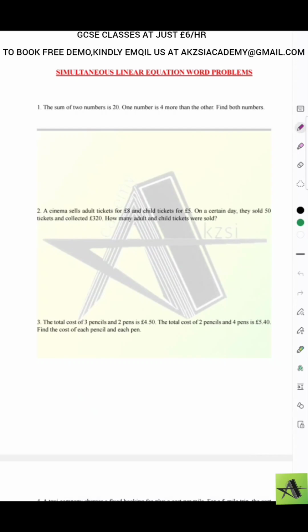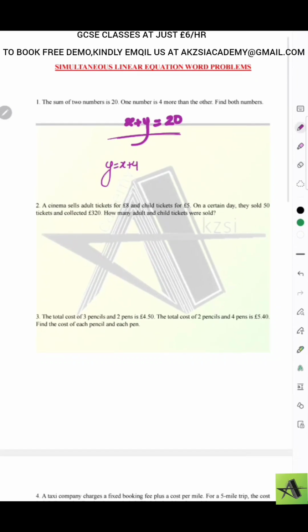So if the sum of two numbers is 20, it's very easy. x plus y is 20. Then it says one number is 4 more than the other number. That means let's say one number be x. Then another number will be 4 more than the other. So I would be saying y will be x plus 4. So this would be my second equation. The sum of two numbers is 20, and my second equation will be y is equal to x plus 4.